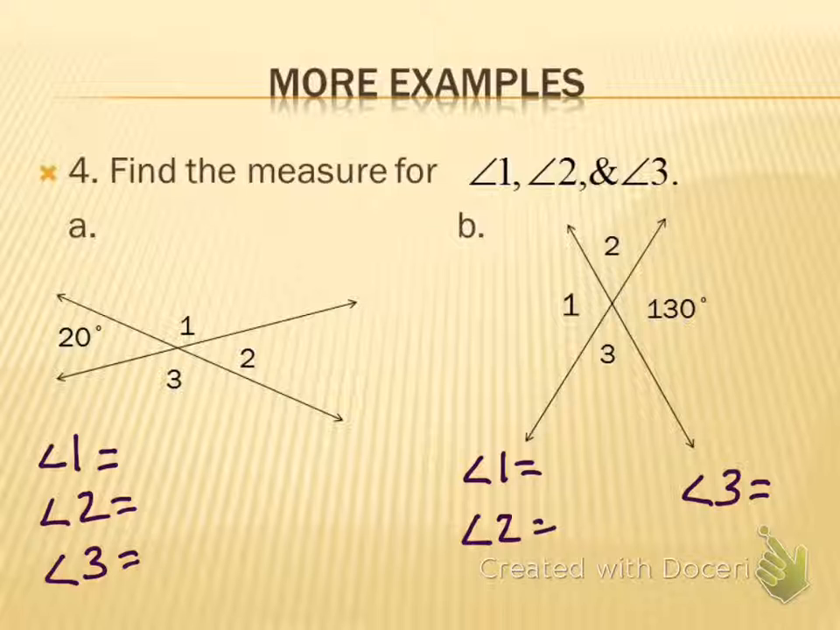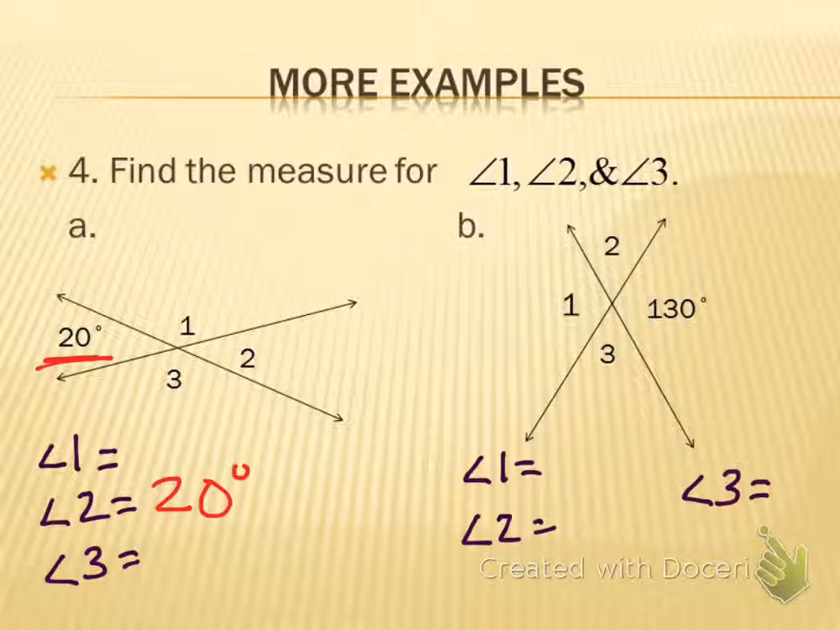So what angle is vertical to this 20-degree angle that I already know? Which one's across from it? Not right next to it, across from it. Angle 2. So angle 2 has to be the same. They're vertical angles. Angle 2 is 120 degrees. Or sorry, take that back. Angle 2 is just 20 degrees, not 120. My bad.